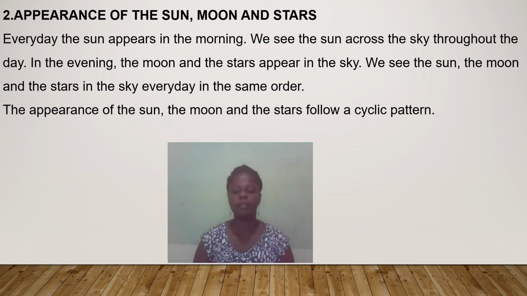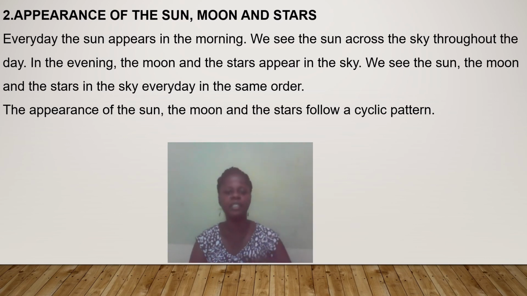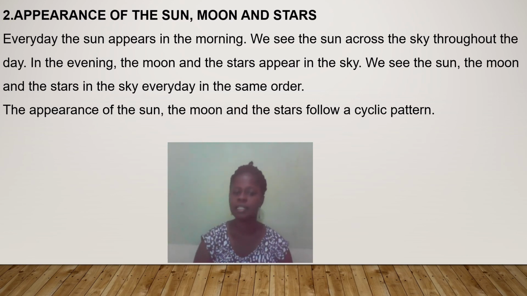Another thing that occurs in a cycle is the appearance of the sun, moon, and stars. So just like the day and night, every day the sun will appear in the morning. We see the sun across the sky throughout the day, and then in the evening, the moon and the stars will appear. We see the sun, the moon, and the stars in the sky every day in the same order, and this order is morning to afternoon we see the sun, and then at night we see the moon and the stars. So the appearance of the sun, the moon, and the stars also follow a cyclic pattern.